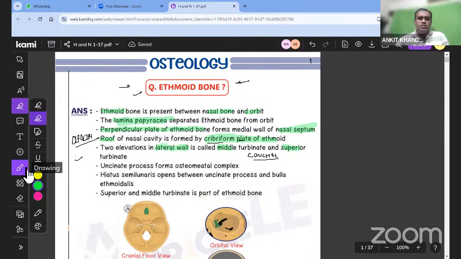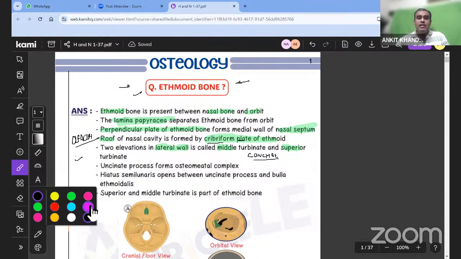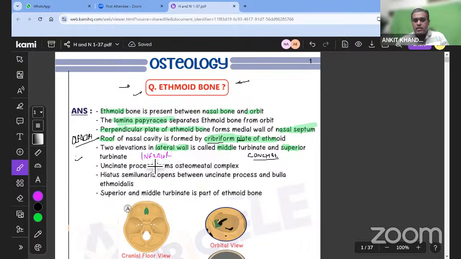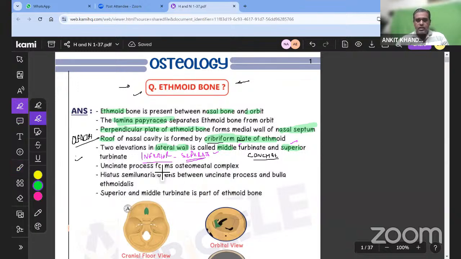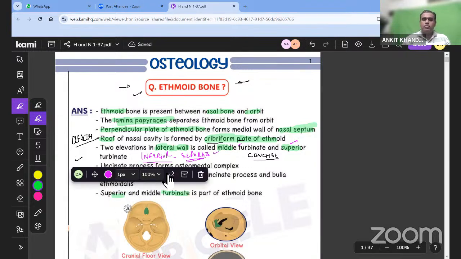Now a very famous question: what about the inferior turbinate? Remember, the inferior turbinate is a separate bone. That is a very famous question in your PG exam also. The inferior turbinate, or the inferior concha, is a separate bone. Okay, please note it down. The superior and the middle are a part of the ethmoid bone. It also has an uncinate process and a hiatus semilunaris. So the important points for the ethmoid are these.